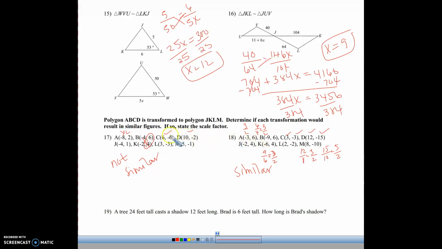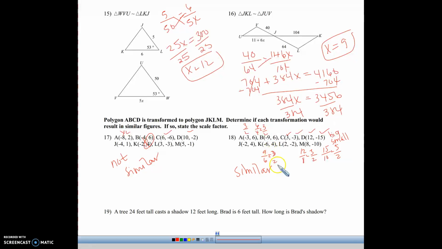And now if we're going from A, B, C, D to J, K, L, M, what is the scale factor? Okay, looking at the scale factor, we have to be very careful. If you look, what's happening to the numbers? They're getting smaller, which means we're going from a bigger image to a smaller image. And if we're getting smaller, that means that our scale factor is less than 1.